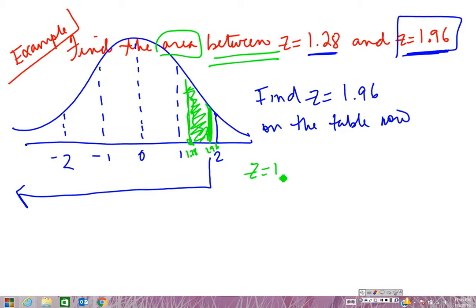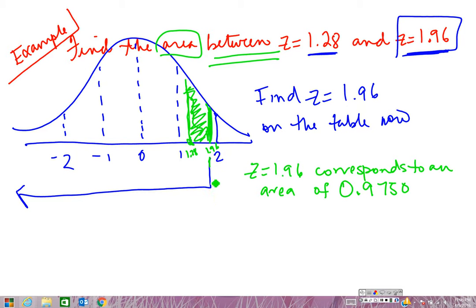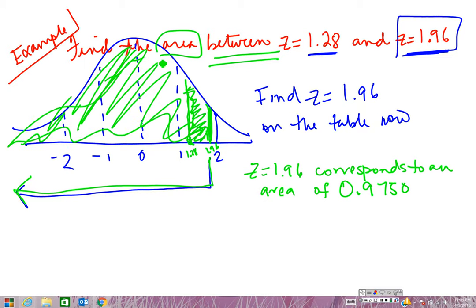Z equals 1.96 corresponds to an area of 0.9750. So that means all the area to the left of this, which is everything here, right? All of this, definitely more than 50%. And indeed it is 0.9750.